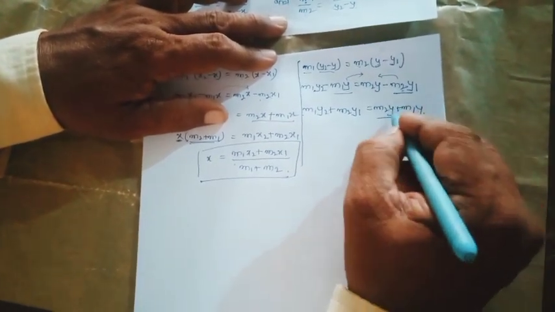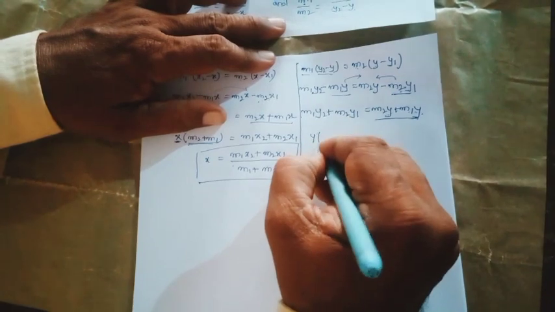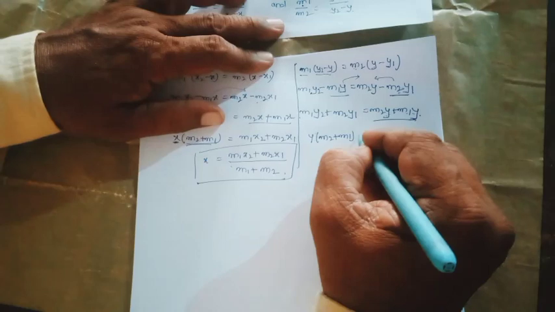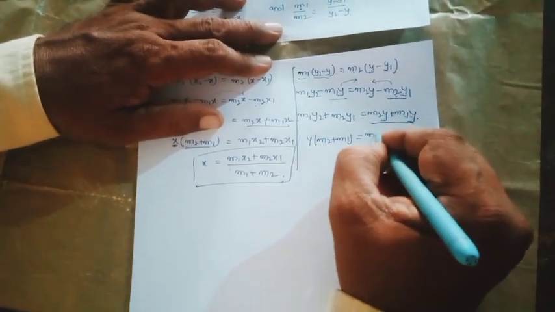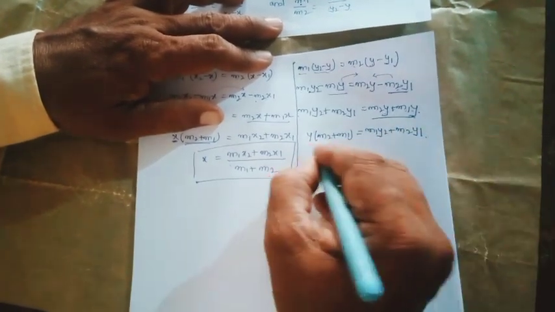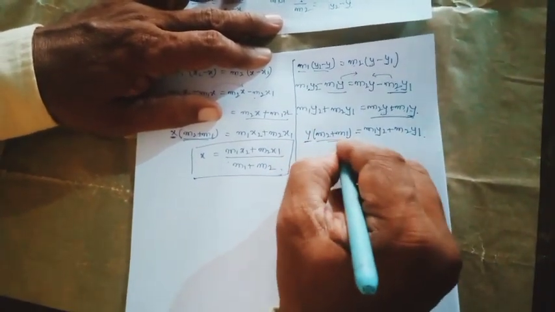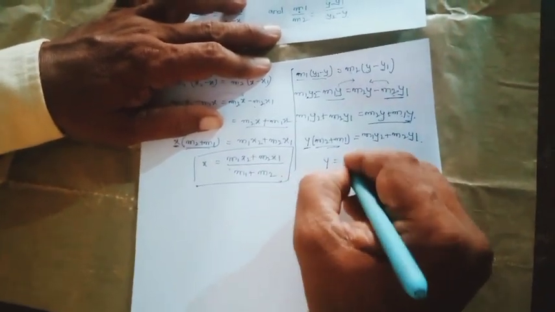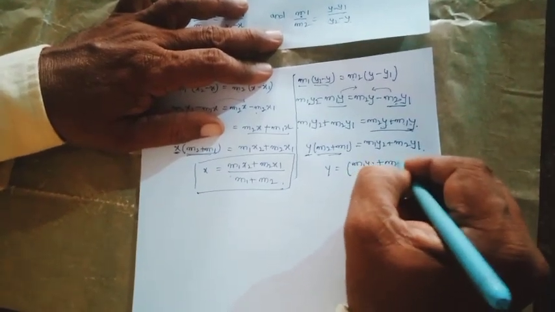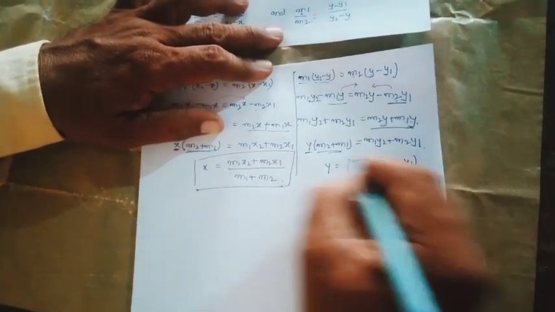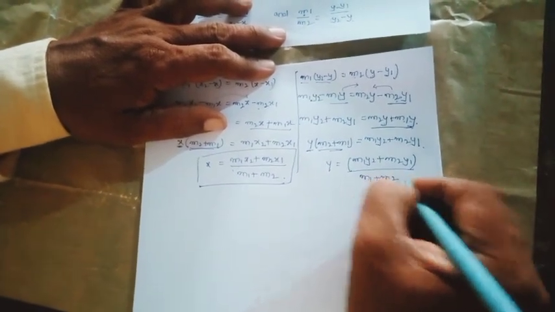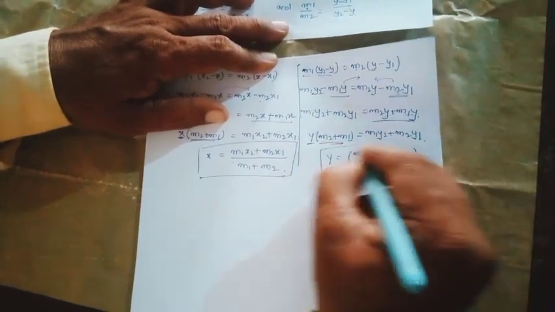Again in these two terms, Y is a common factor, therefore take Y into M2 plus M1, which is equal to M1 Y2 plus M2 Y1. We only want the Y coordinate, therefore you transfer this to LHS: Y is equal to M1 Y2 plus M2 Y1 divided by M1 plus M2. This is the Y coordinate.